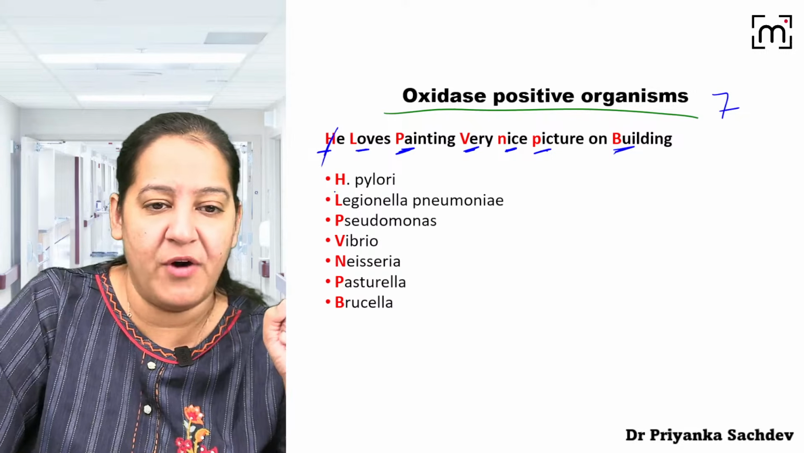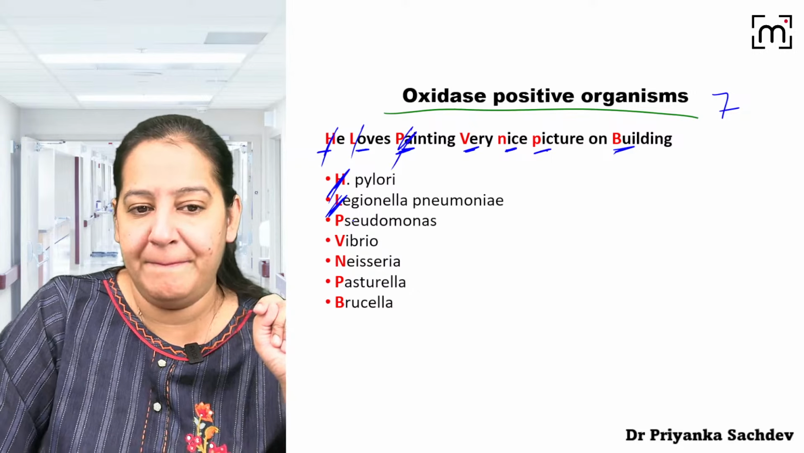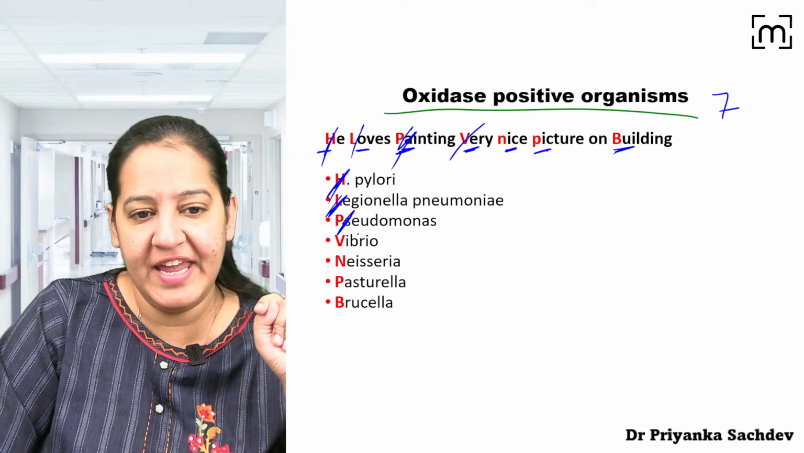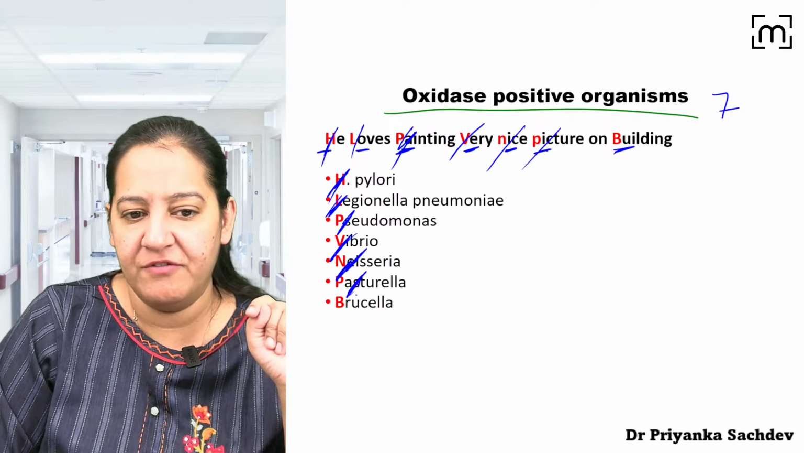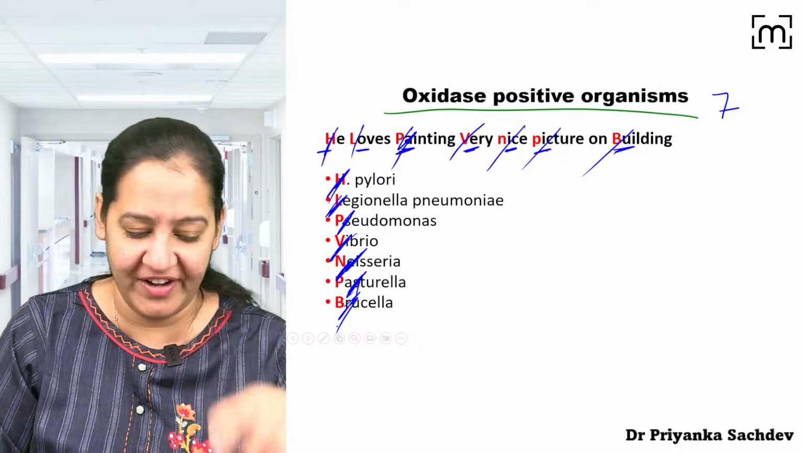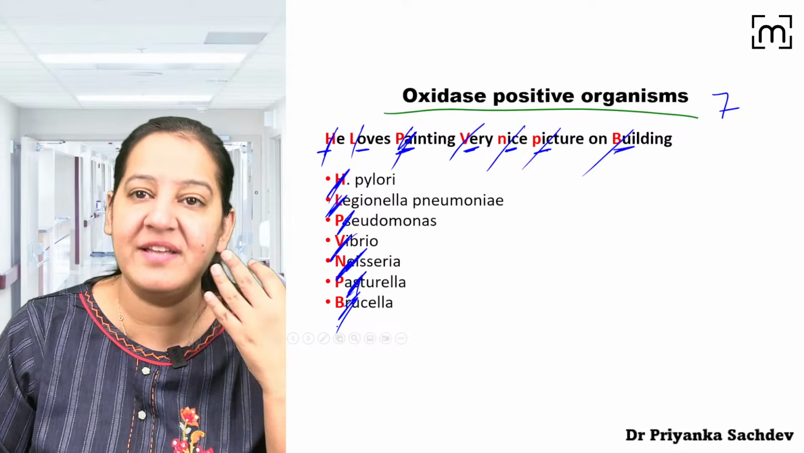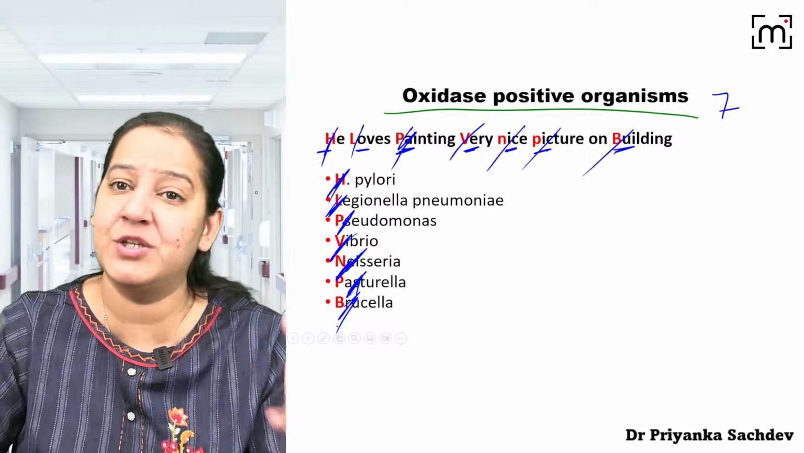So H stands for H. pylori, L for Legionella, P for Pseudomonas, V for Vibrio, N for Neisseria, P for Pasteurella and B for Brucella. I know learning the mnemonics is difficult, but at least if you know the mnemonic, there is a chance you can hit the question. If you don't know the mnemonic, there is no chance you will do it correctly.